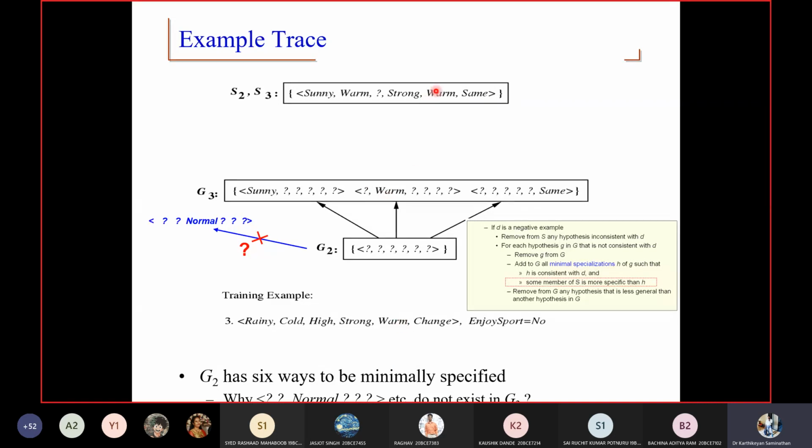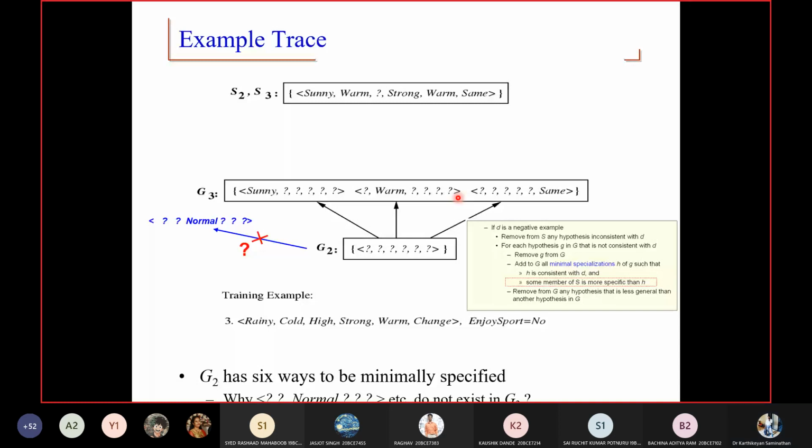Change versus same. Wherever there is an attribute comparison only, we should consider. The remaining should be a pass. Then same versus change. Here there is a contradiction, so same will be kept as such. So the remaining are question marks. So this is my G3.